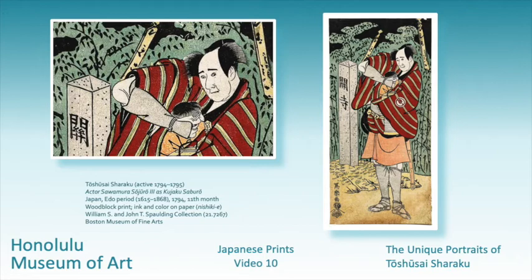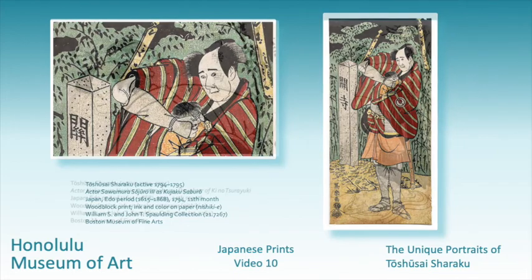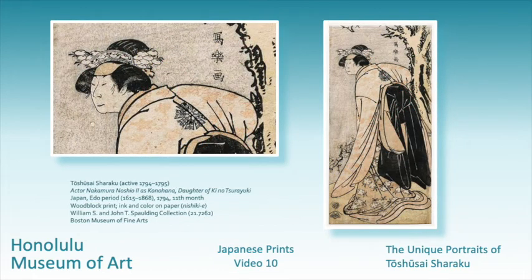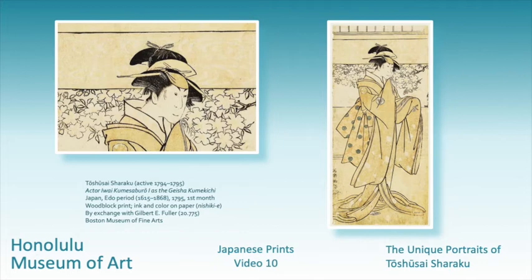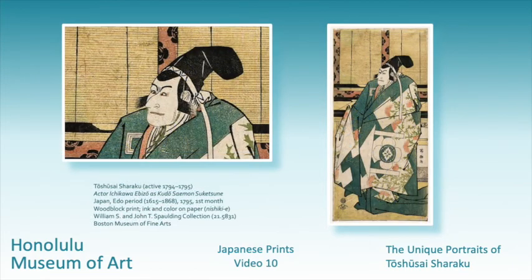Here, the actor Sawamura Sojuro III stands beside a stone pillar indicating the entrance of Sekidera Temple. And here, Nakamura Noshio II is shown beside a gnarled plum tree. By the time his prints entered their fourth and final stage of stylistic development at the beginning of 1795, the backgrounds have developed into architectural environments with greater detail.